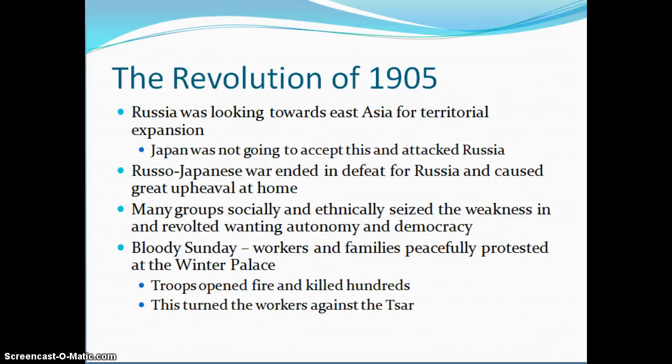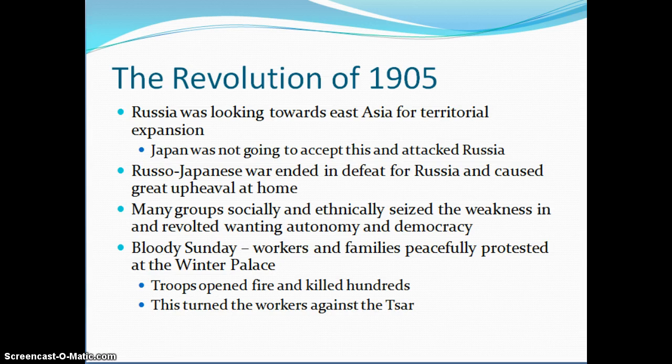The Revolution of 1905 is where we'll probably pick up in a couple of chapters, and Russia is looking toward East Asia for territorial expansion, and this is where we get the Russo-Japanese War. It ends in a major defeat for Russia and causes a great upheaval at home because nobody in Europe, let alone the people of Russia, thought that it would be possible for an Asian nation or any nation from around the world, withstanding the United States, to defeat a European power.